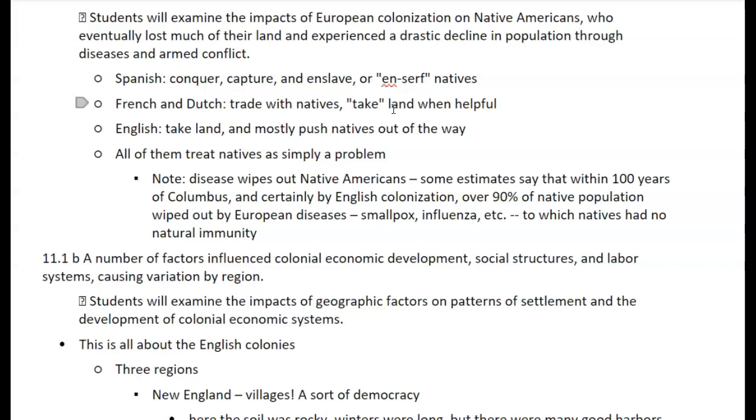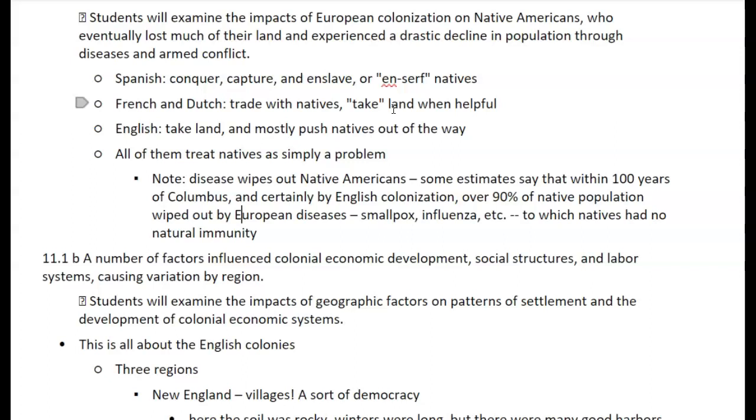But the Dutch and the French trade with the natives. They take land when helpful. It's not like they're all that nice to the natives, but they're less about conquest, so to speak. The English take land and mostly just push the natives out of the way, whereas the Spanish try to enslave them. The English don't really do that much. They're more interested in just moving them back, taking over, and setting up English farms. All of these folks treat the natives as nothing more than a problem. The French and the Dutch see them as a little bit of an opportunity to trade with. The English actually trade a little bit with the natives, but for the most part, they're kind of in the way.